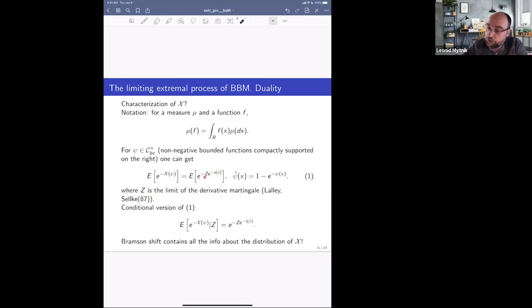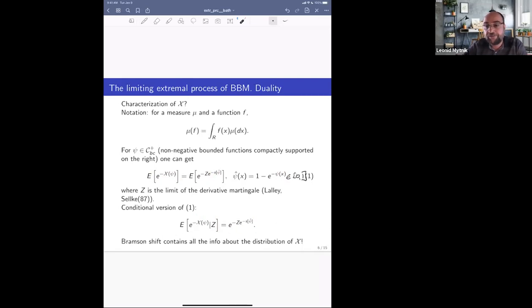And so we look at the Laplace transform of this Z at a point which depends on the shift of a certain transform of the function psi. So here is the function psi. This is psi hat, which is this transform of the function psi. And pay attention, this psi hat takes values in 0, 1, always, since psi is non-negative. And so this Laplace transform equals this Laplace transform. It doesn't help us that much, but fortunately there is a conditional version of this statement, which says the conditional Laplace transform of this measure, given I know the limit of the derivative martingale Z, is just this expression which we have seen here.